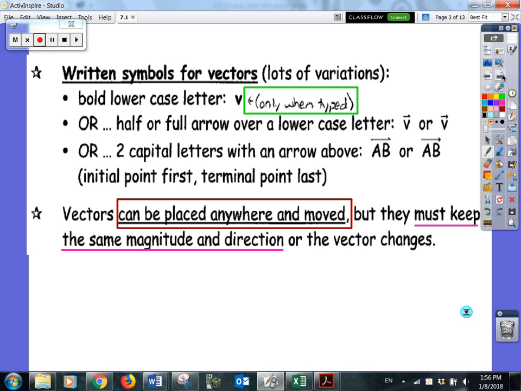If you're given an initial and a terminal point, this is point A, this is point B, then you would start with the capital letter of the initial point, the capital letter of the terminal point, and then again the arrow or the half arrow over it. It's up to you. It depends on how the problem is given, and that will determine which you use, either lowercase one letter or uppercase two letters. And again, vectors can be moved wherever, and they can still be equal.